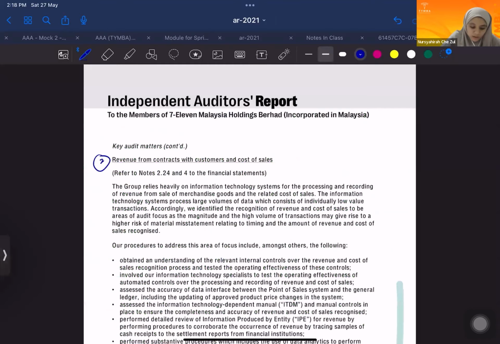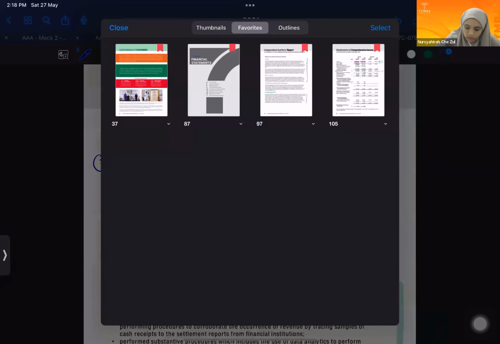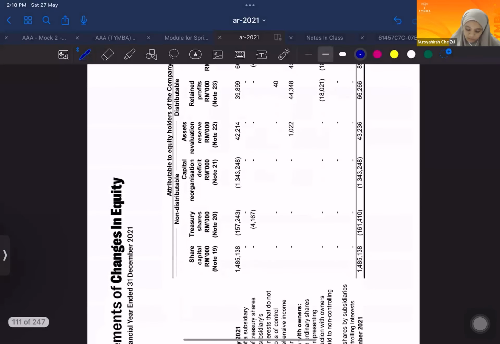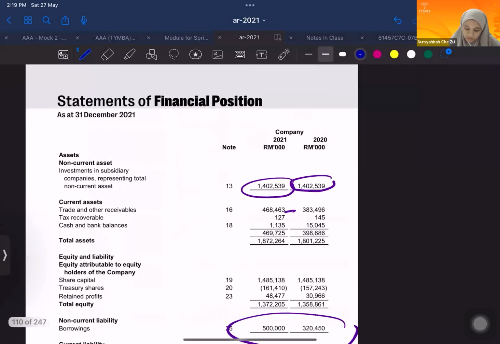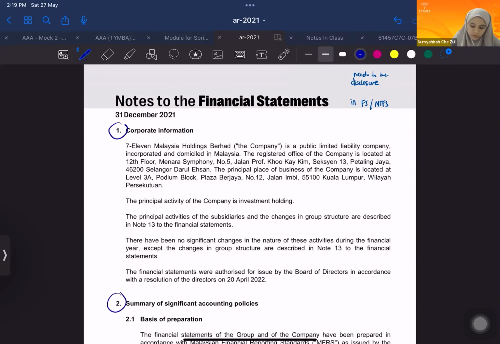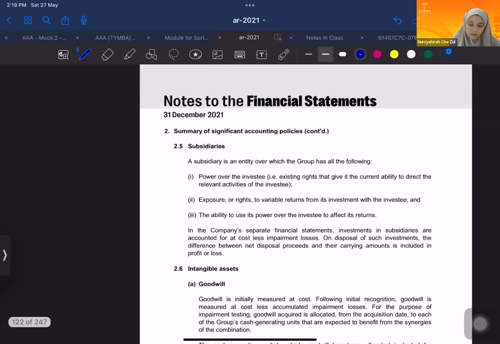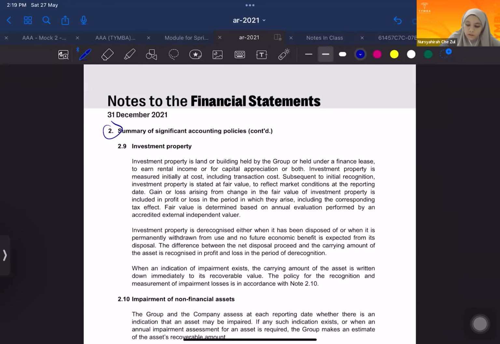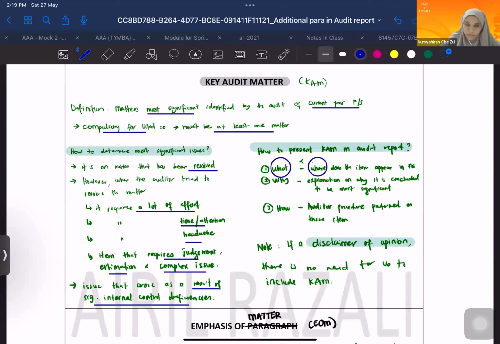Notes is basically this one. Hold on, this is my FS. This is the notes, right? This is note number 1, note number 2, and so on. So you have to guide the user of the FS: where can you find those accounts? Is it in note number 2, for example? So, what is it? Where does it appear in the FS?